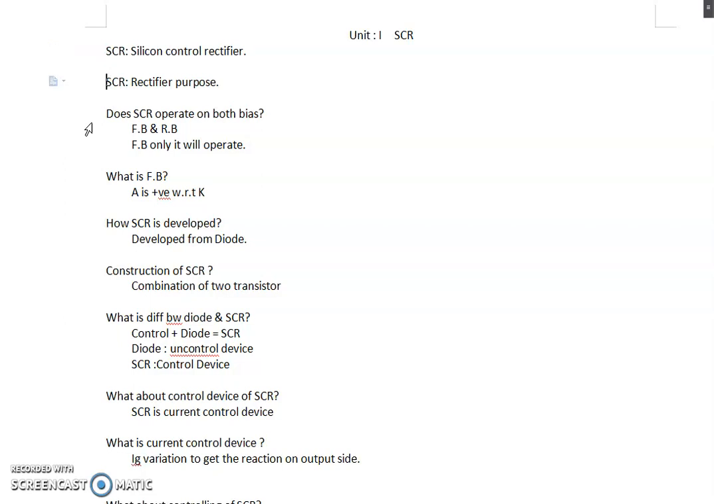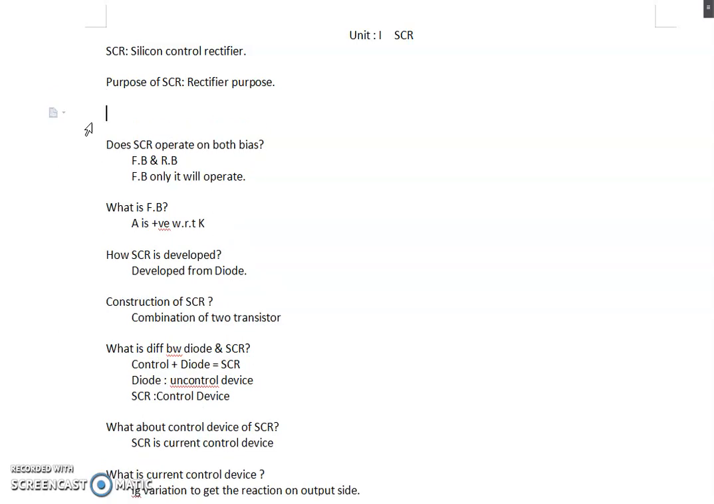Then what is the purpose of the SCR? The purpose of the SCR is a rectifier purpose. It is going to rectify, that is AC to DC conversion. The SCR is a high power rating device. It has ratings of 1 kilovolt and kilo amps, so kilo amps ratings of 3000, 5000 amps.